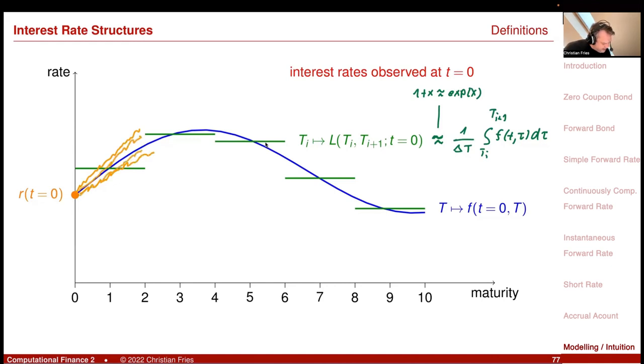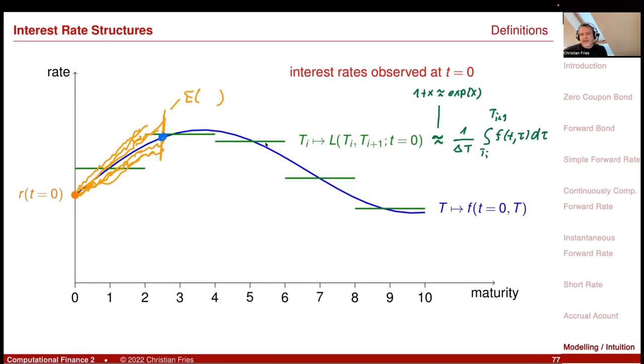And how is this curve now related to this stochastic process? Well, the short rate encodes this curve, but if I take the expectation, and again it's the expectation of the exponential, so it's not exactly the expectation, but approximately it is, you get back this blue point. So the short rate is a stochastic process wiggling around this curve, such that if you take the expectation, you observe the right interest rate.